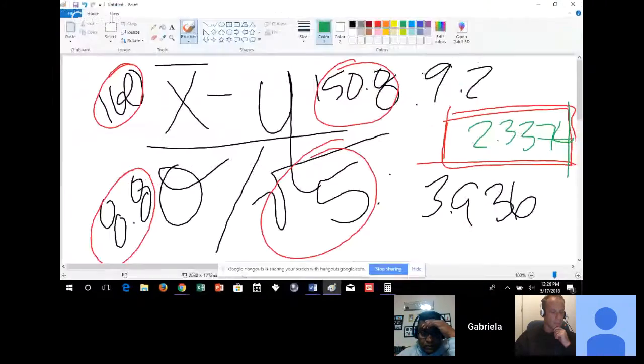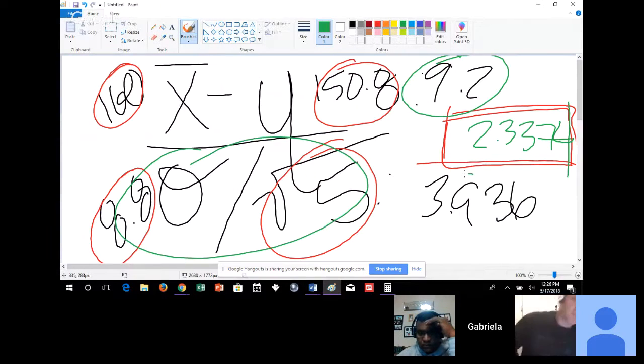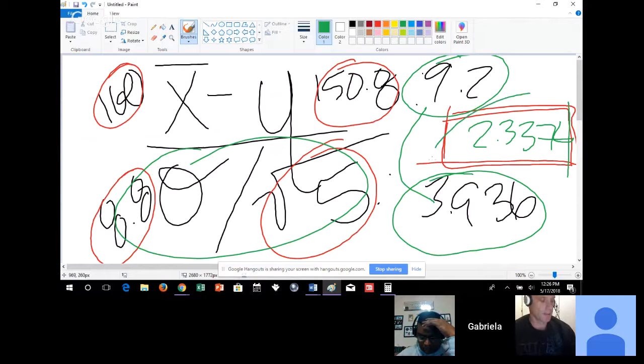Then perhaps somehow I did my stuff wrong. But I feel like I did the same thing you guys did. Because it was 160 minus 150.8. Yeah, and that's 9.2, divided by 8.8 divided by the square root of 5. 8.8 divided by the square root of 5 is 3.936. So this divided by this is this. Maybe you need to charge your phone.